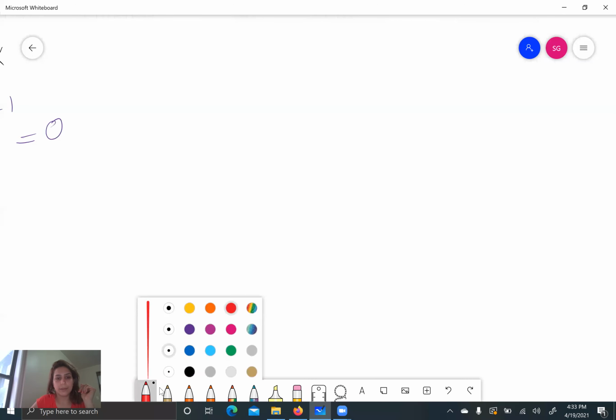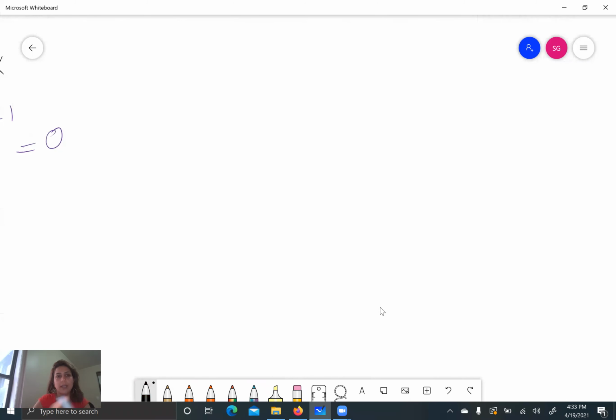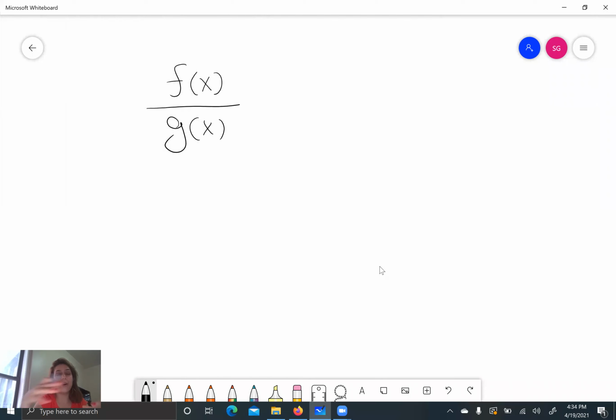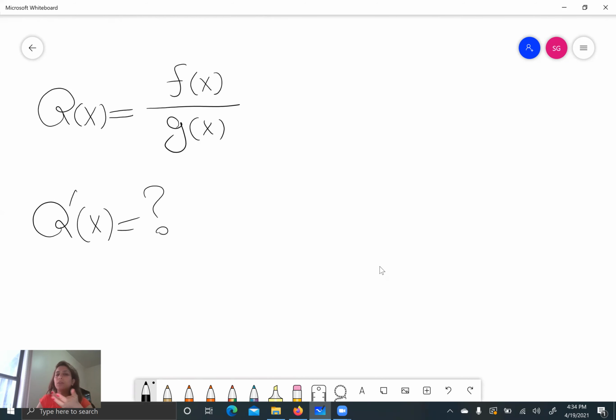Suppose you have two functions, f and g, and you divide them. Both f and g are differentiable, meaning that the derivative exists. You use these two functions to create a new function. You do the division, you divide these two functions, and you create a new function. Let's call it q of x. This quotient gives you a new function. Now the question is, what is the derivative of this? We don't know that.